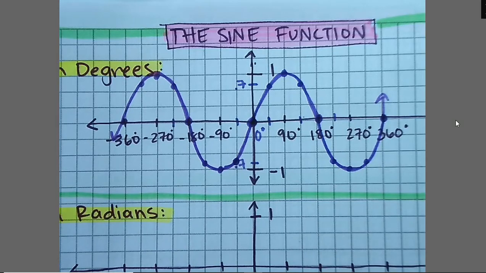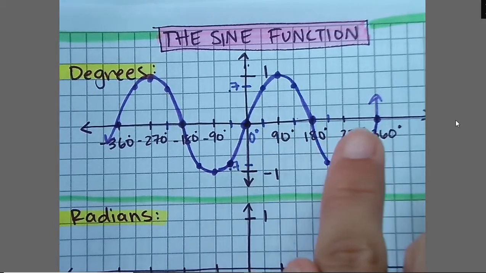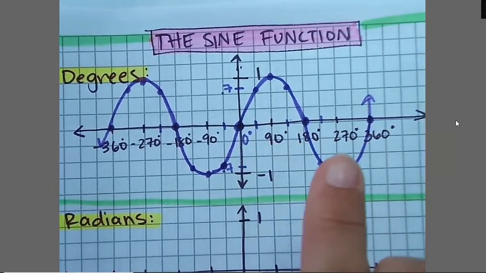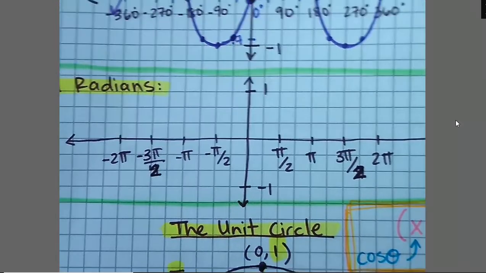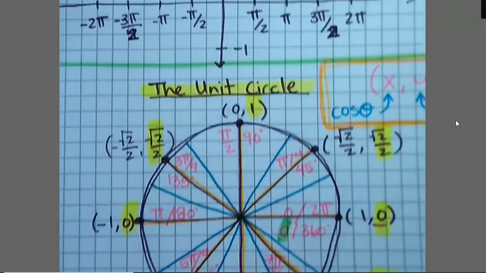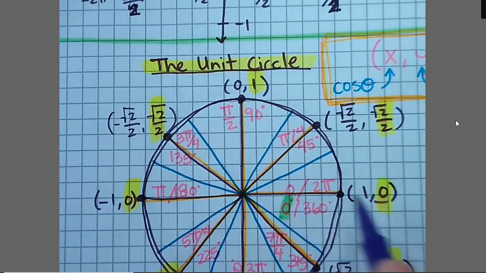Now we're going to look at this in radians. It's pretty much the same thing, except now our x-axis, instead of being in degrees, is going to be in radians. So let's look here. From the unit circle, we're going to start at 0 again. So this is our thing in radians. At 0, it's going to be 0.